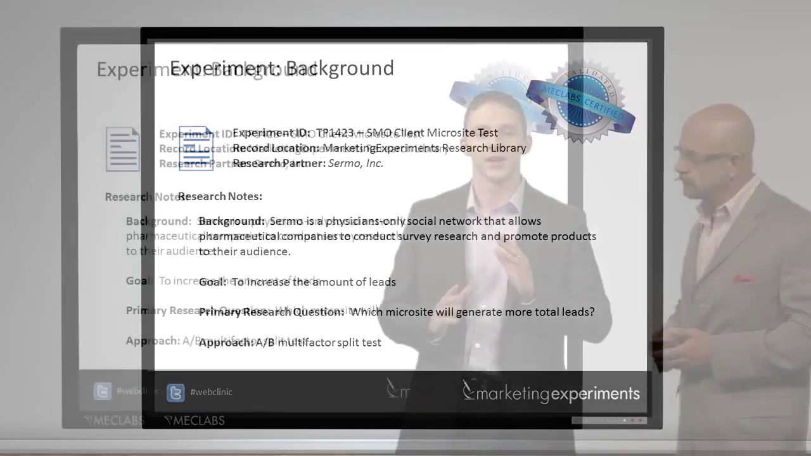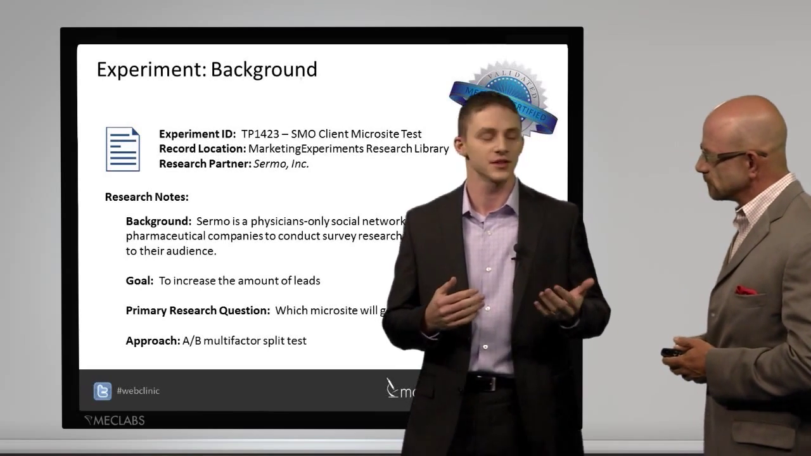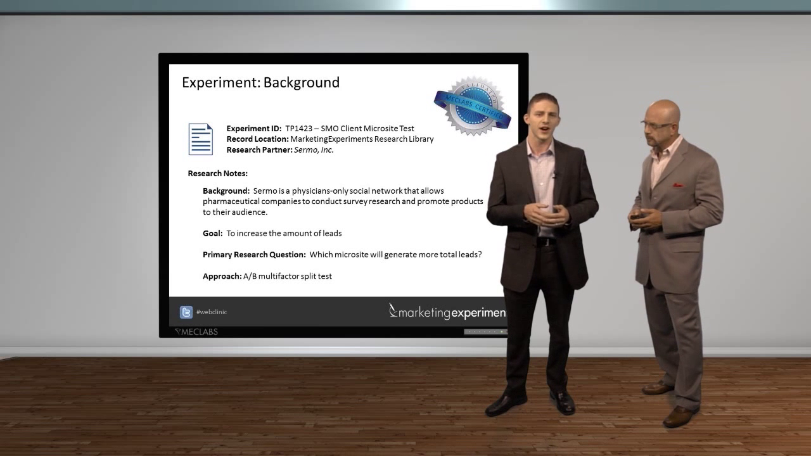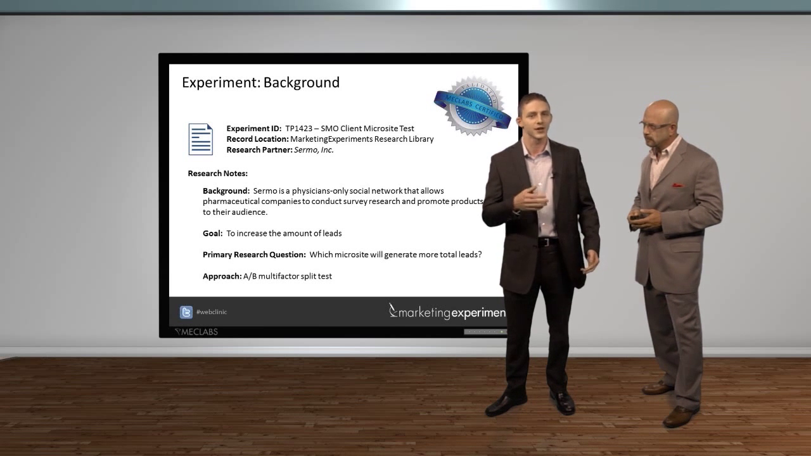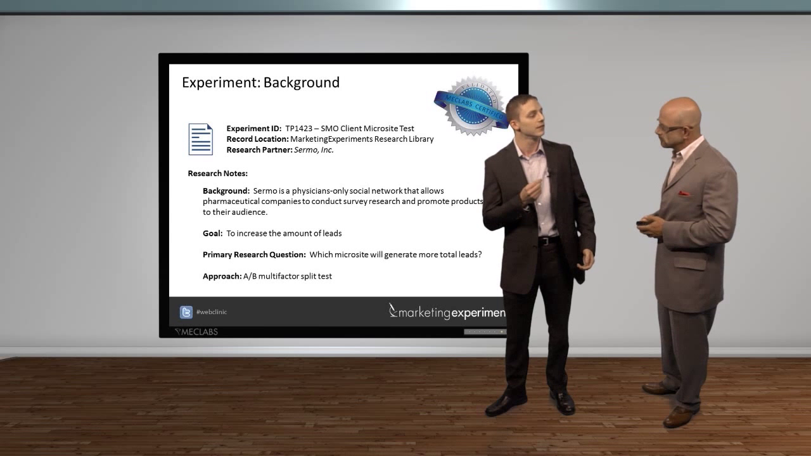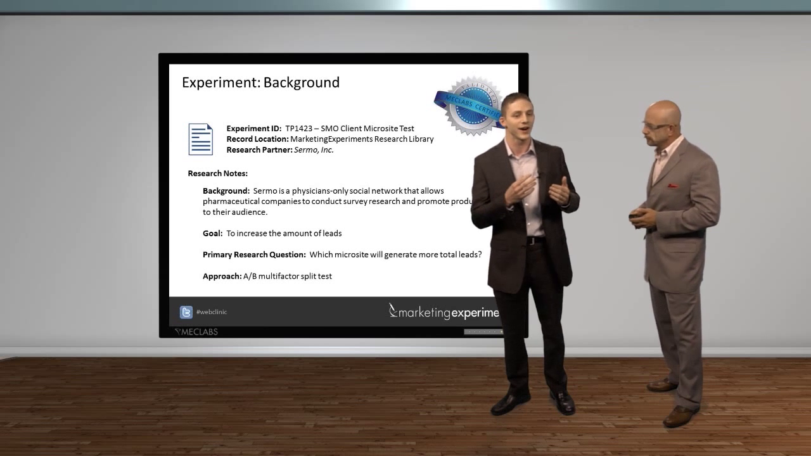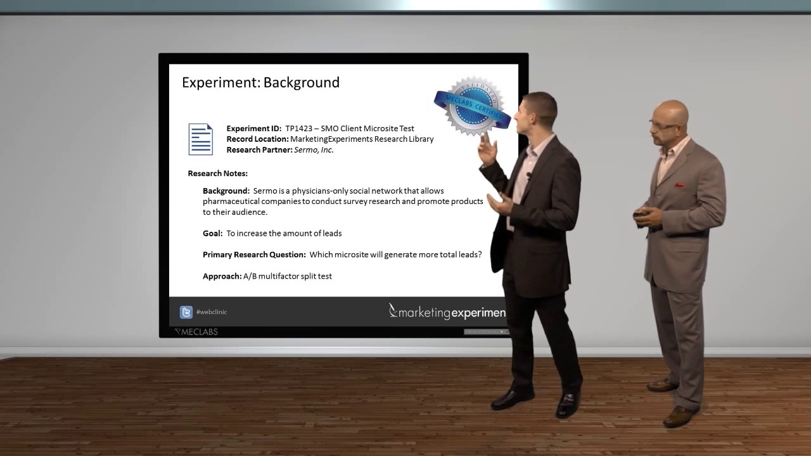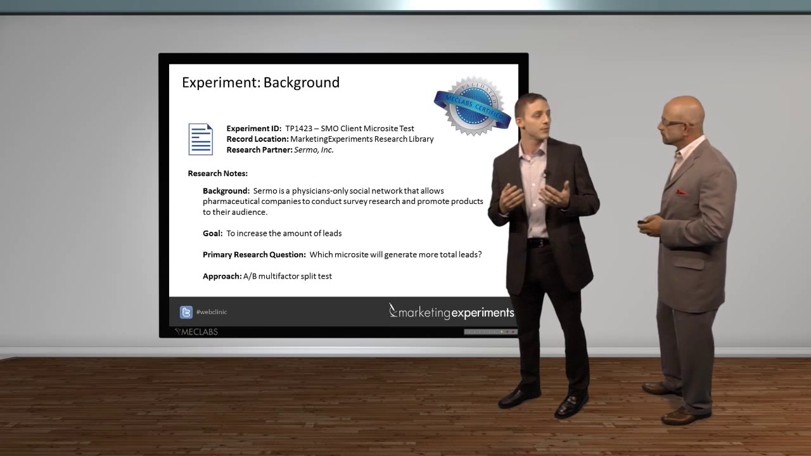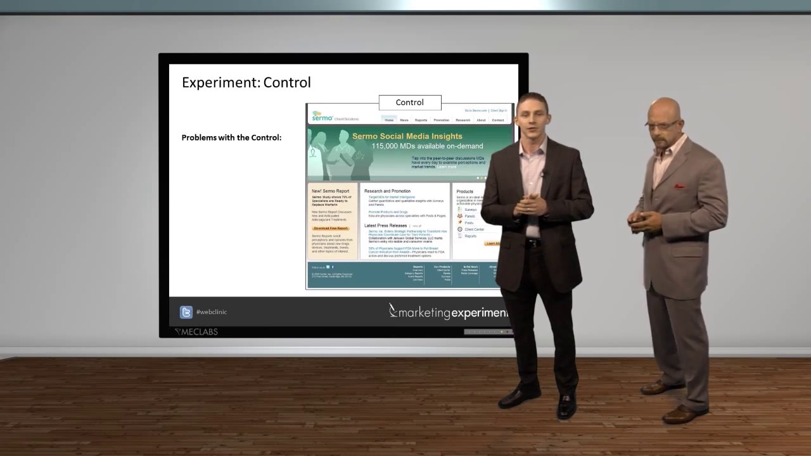So let's talk about the background a minute. We had a group named CIRMA. They're a physician-only social network that allows pharmaceutical companies to conduct research with their audience to promote products to the audience. It's a very unique kind of product, kind of groundbreaking for doctors only. Our goal here was to increase the amount of leads for companies wanting to conduct research with CIRMA. So they're going after kind of a business mindset in this case. Our primary research question in this test was to understand which microsite will generate more total leads using an A/B multifactorial split test. So if we could advance a slide, let's take a look at the control.